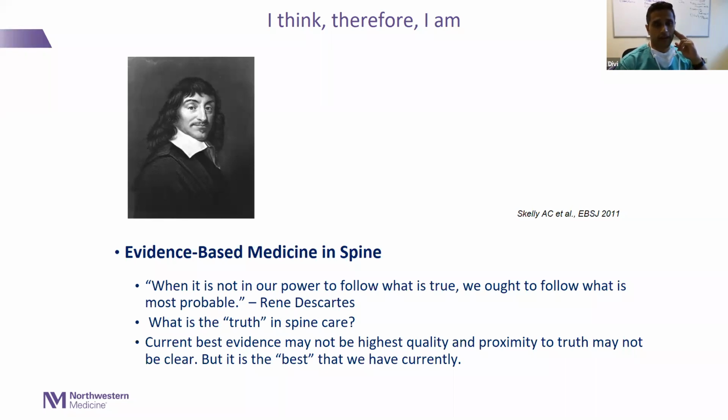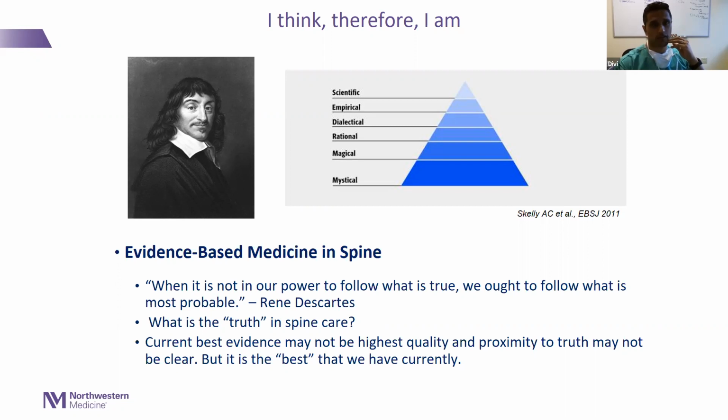The question is, in spine, what is the actual truth in spine care? How do we know what is actually the best for a patient with one-level spondylolisthesis? If it's stable spondylolisthesis, do decompression, should they always be fused, etc.? We don't really know. There are some good studies that point evidence one way or the other, but this is a continual search. Current best evidence may not be the highest quality, and approximate truth may not be clear, but it is the best we have currently.